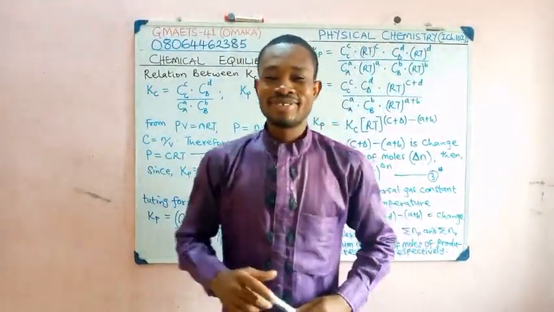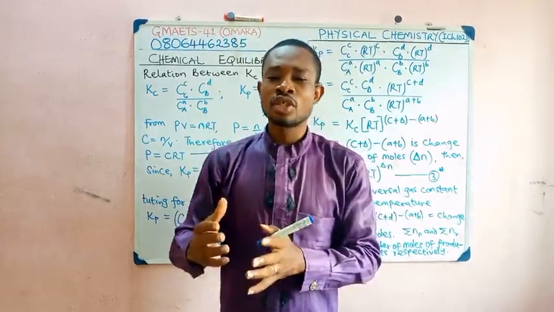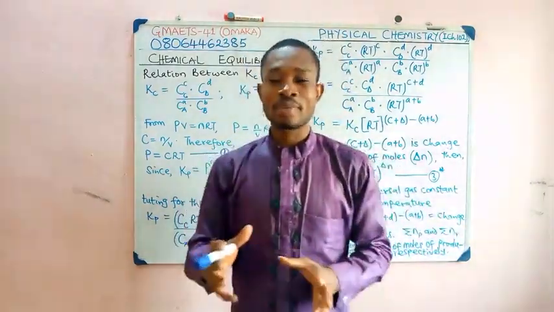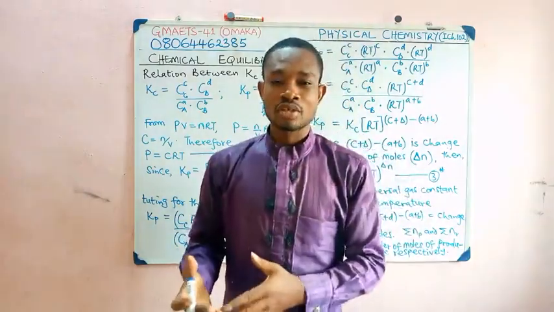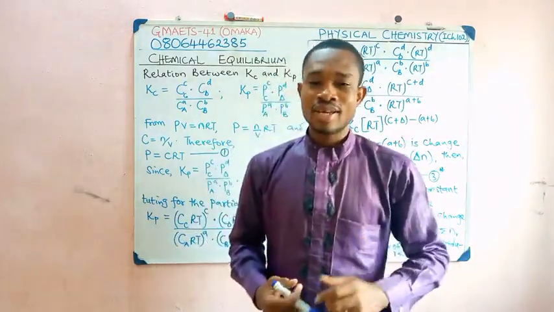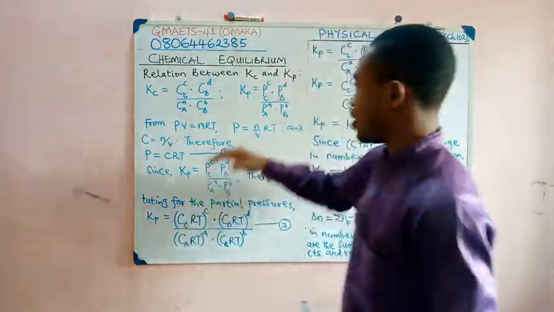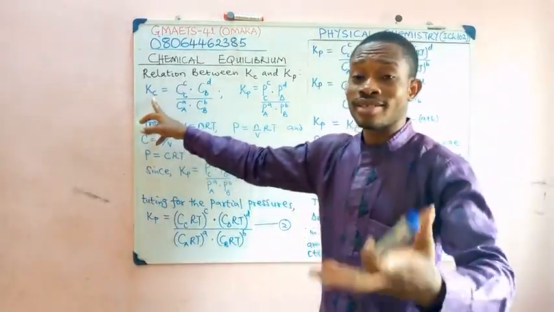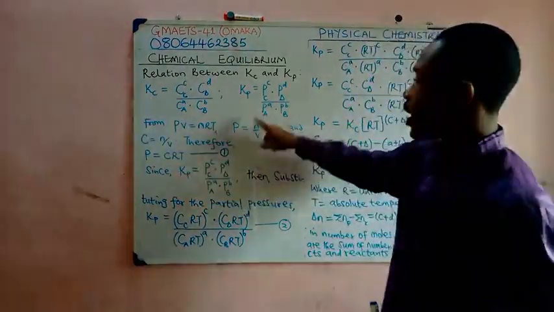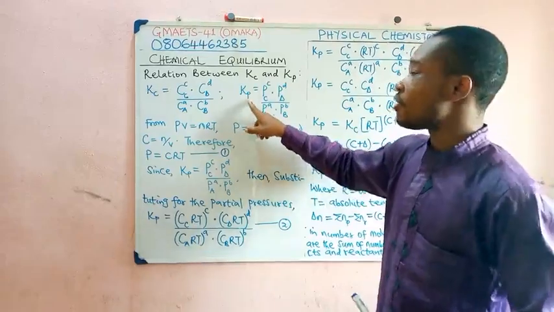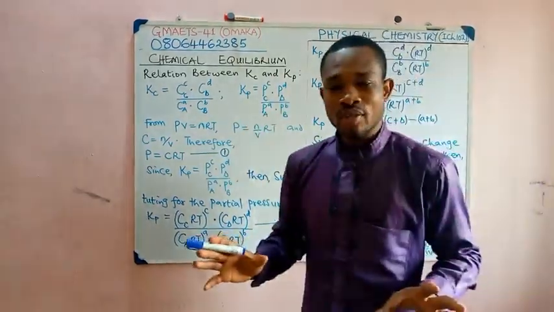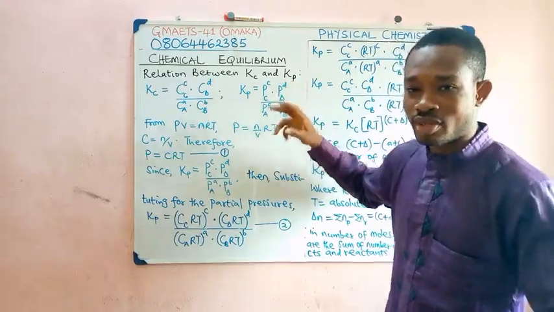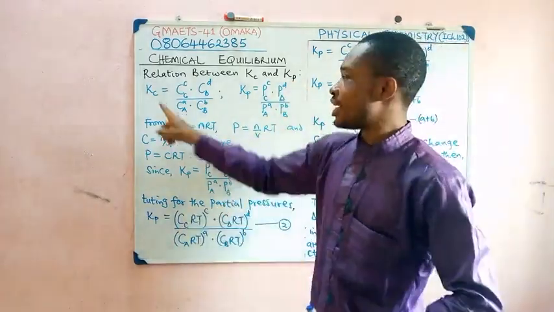In this video, we attempt to derive the relationship between the equilibrium constant in terms of concentration and the equilibrium constant in terms of pressure. That is K subscript C and K subscript P respectively. Now we already have established the value of K subscript C, that is equilibrium constant in terms of concentration. We've also established the equilibrium constant in terms of partial pressure. Now what do we do here? We're going to rewrite these partial pressures in terms of concentration and then see how we obtain the Kc term from it.